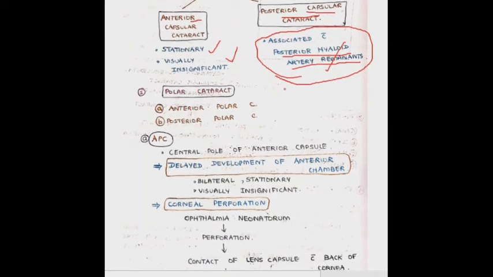Then the second one is polar cataract. As I mentioned, polar is nothing but the center point of the anterior capsule and the posterior capsule. If any opacity occurs in the anterior polar region, it is called anterior polar cataract. If any opacity occurs in the posterior polar region, it is called posterior polar cataract.